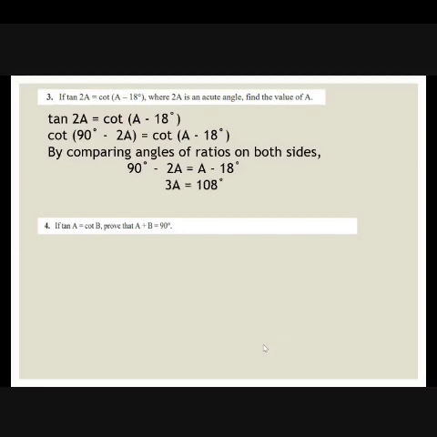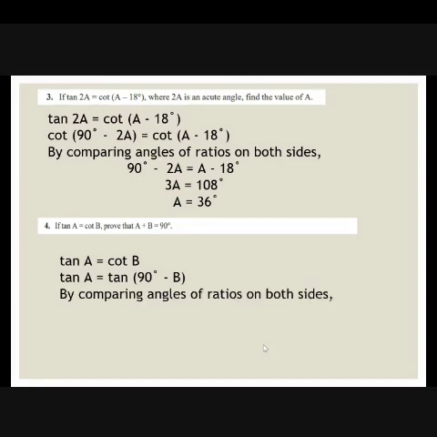Let us take up the fourth question. I'll explain it to you. Tan a is equal to cot b. Prove that a plus b is equal to 90. So tan a is equal to cot b. I'll use the complementary angles property. Cot b can be written as tan of 90 minus b. By comparing the angles of the ratios on both sides, we get what? A is equal to 90 minus b. That means a plus b is equal to 90.